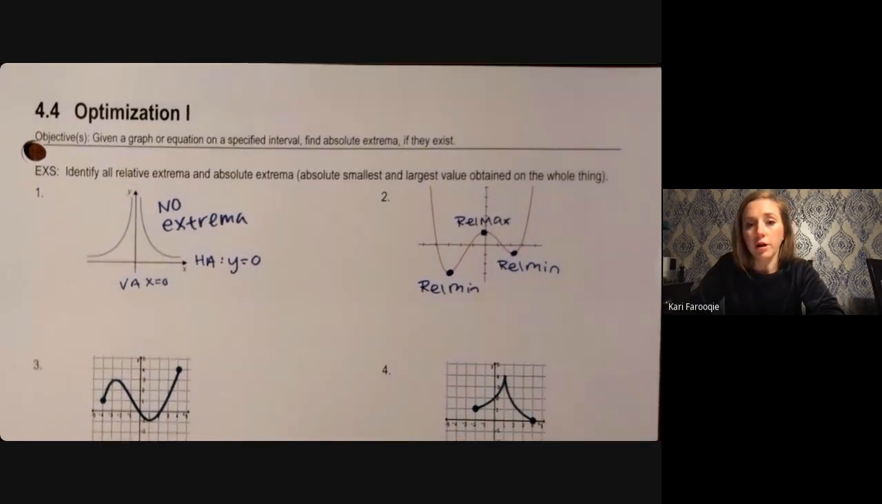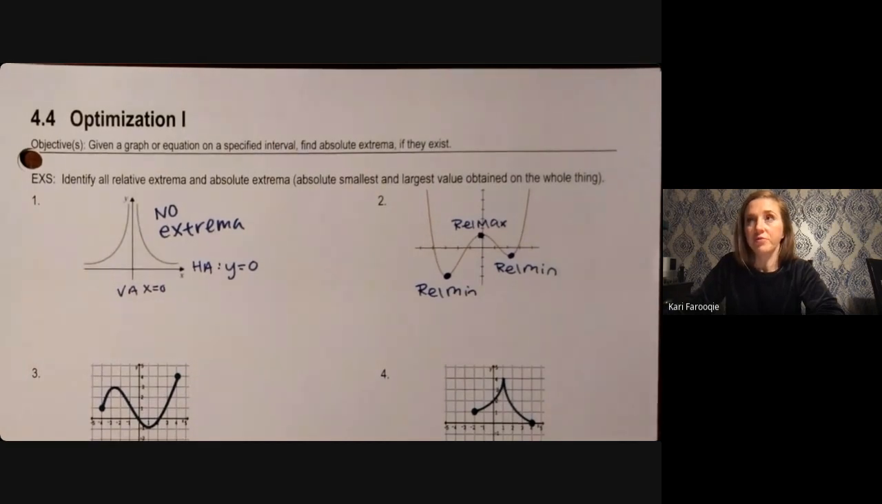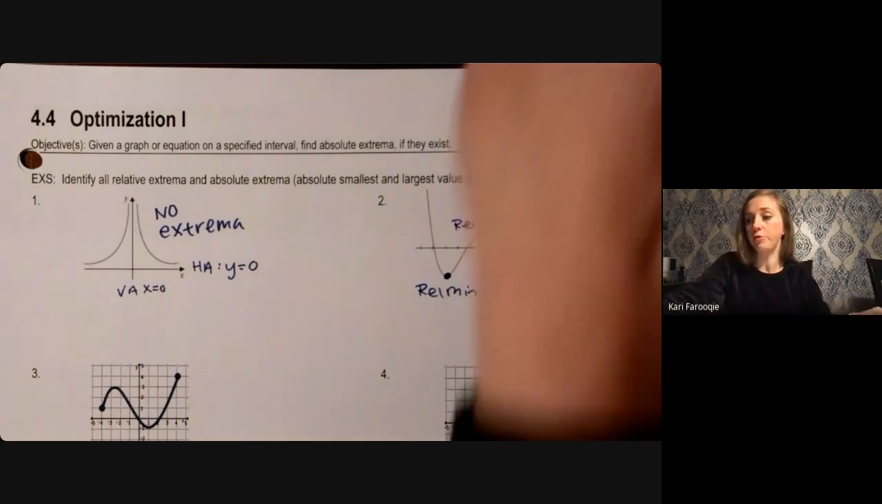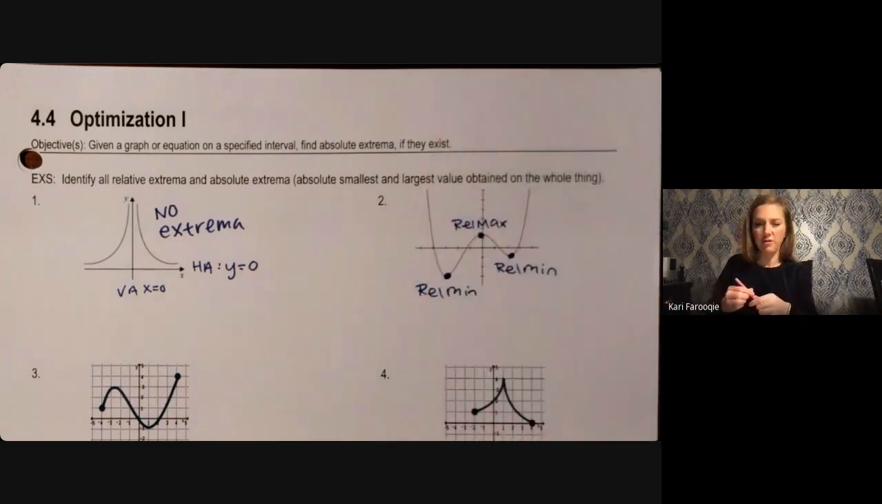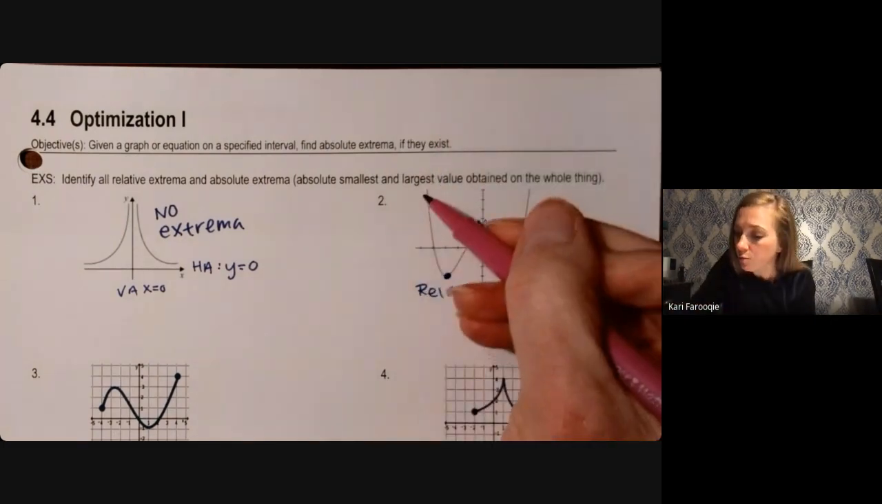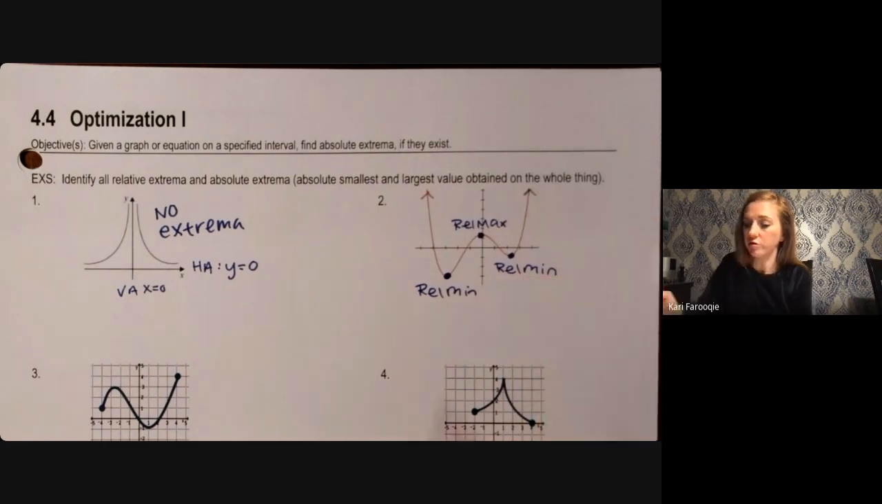What I'm looking for now is to determine if we have any absolute minimums or maximums. An absolute minimum or maximum is the absolute smallest and largest value obtained on the whole graph. It's sometimes a little bit trickier to find this, but one thing that might help you is to put some arrows on your graph. I should have put them on here for you, but we're assuming that this graph just continues to head upwards on the left and the right.